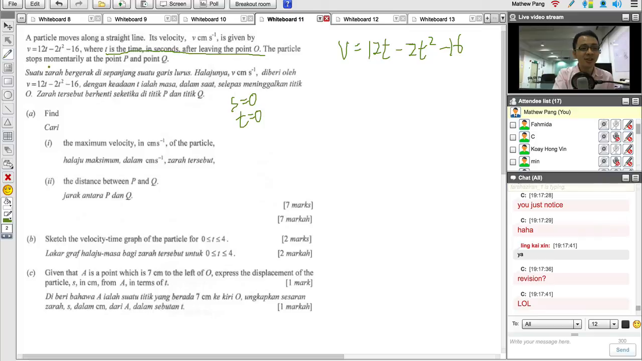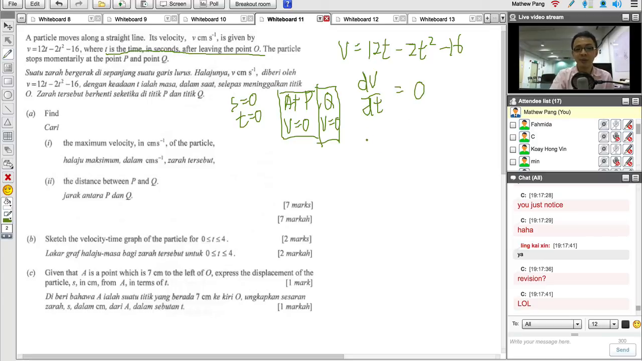So the particle stops momentarily at the points P and Q. So over here I know at P, v equals 0, and the same thing at Q, v equals 0. This is some information we got from the sentence. Now he asks you to find the maximum velocity of the particle. So maximum velocity means differentiate v and set it equal to 0. It's simple. We differentiate v.